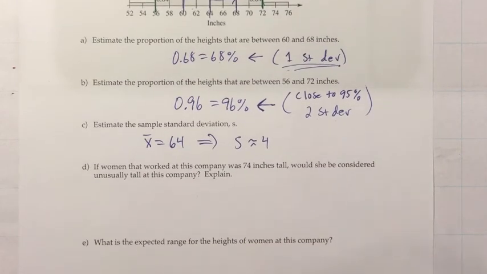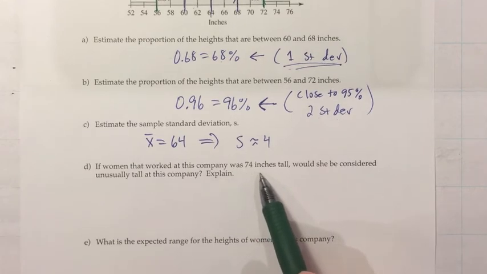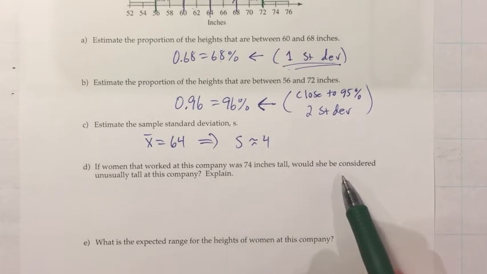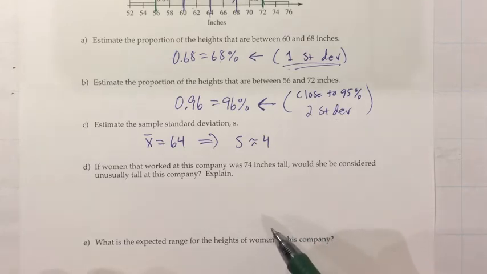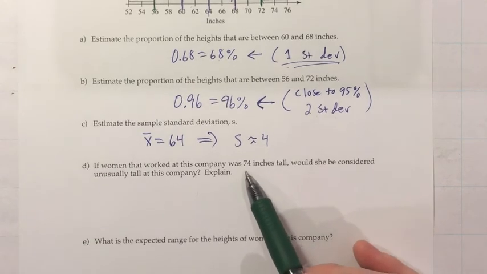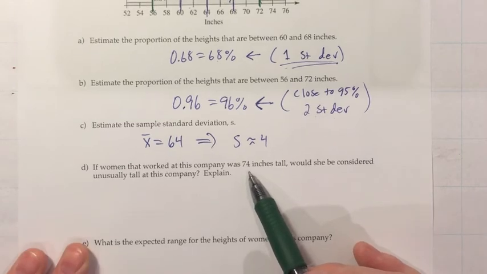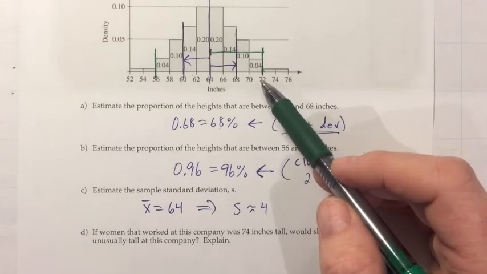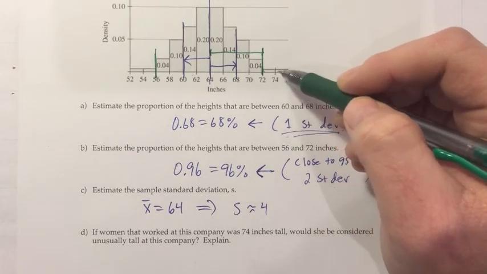If a woman that worked at this company was 74 inches tall, would she be considered unusually tall at this company, and explain? So what we need there is that idea from the previous page, that if this height is within 2 standard deviations, it's expected, but if it's outside of 2 standard deviations away from the mean, it's unusual. So where was that cutoff? It was at 72 inches, so 74 is outside of that.